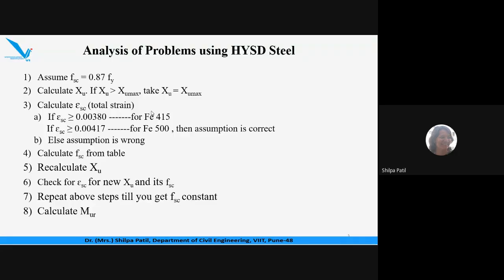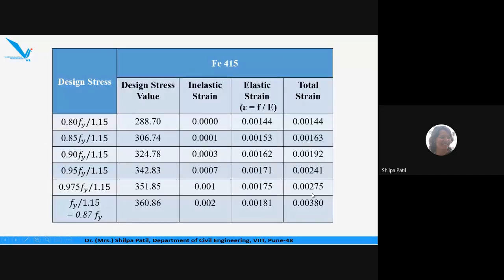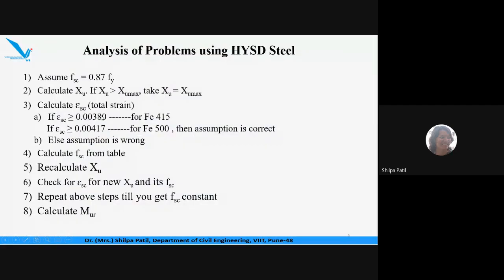Based on that, whatever epsilon SC value we obtain, we have to compare it with this value. Why this value? Because this is the maximum value of total strain corresponding to the maximum stress of 0.87 Fy. So compare the value with this, for Fe415. If it is Fe500, the same value is 0.00417. Refer to the table for Fe500, which we prepared in the previous lecture.